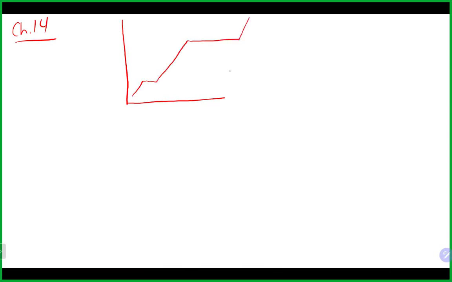Okay, we are on to chapter 14. We got into it yesterday just a little bit. Yesterday we talked about phase changes and heating and cooling curves. It sort of brought together a chapter 10 topic as well. So remember, a heating or cooling curve looks something like this.